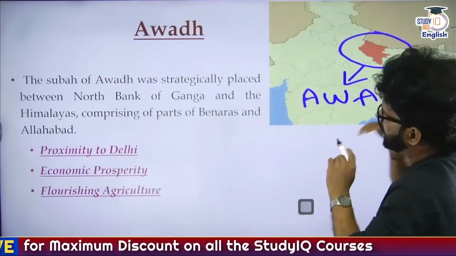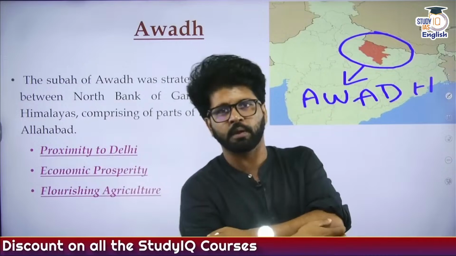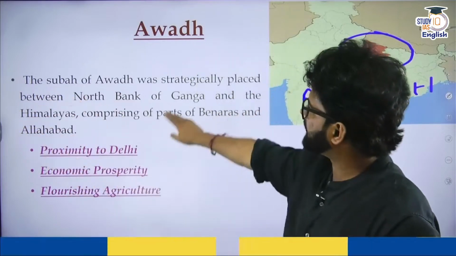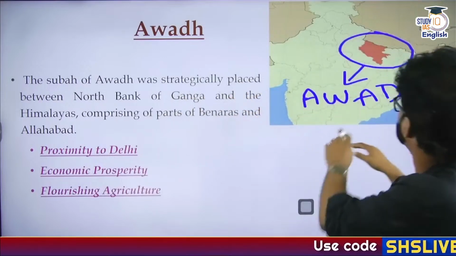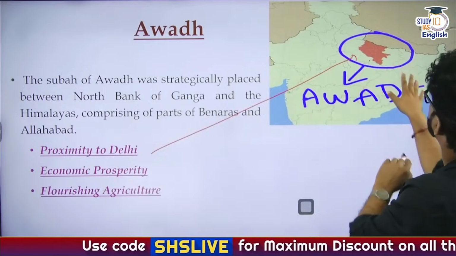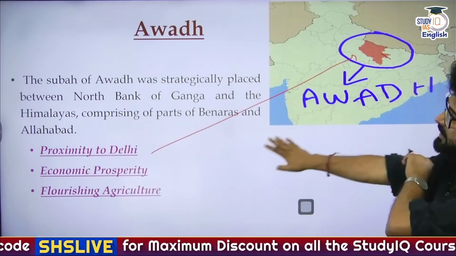And we are now talking about Awadh, because we have to know what is happening. The center is now shifting from Bengal to Awadh for the time being. The Suba of Awadh was strategically placed. If you see this particular region, it's very close to Delhi as well. Economic prosperity is there in the Gangetic Plain. Trade is happening as well.